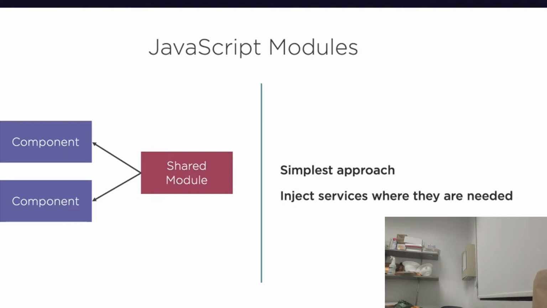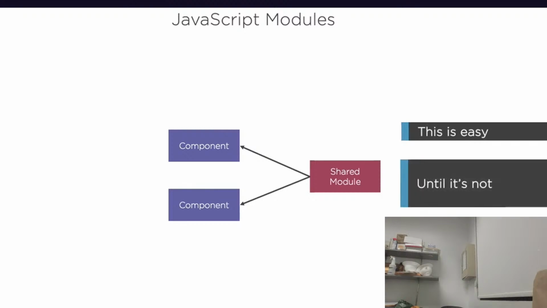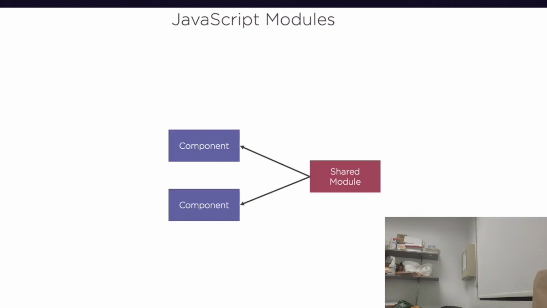And we can even have that shared module hold on to the heroes after it gets it. So this is pretty easy. We set up our scenario where we've got our data and we share it across components. But it can get out of hand. So what do we do here?